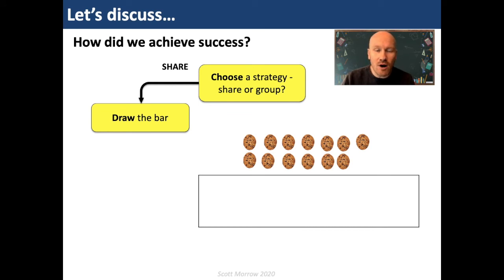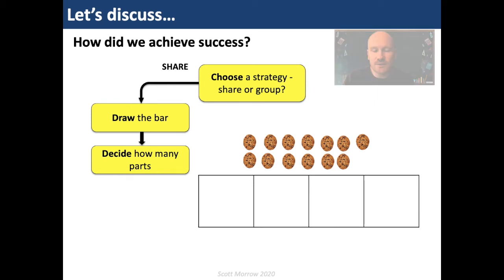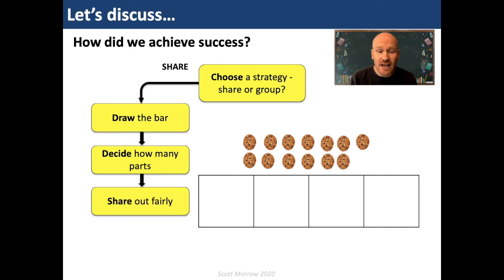Once we've drawn the bar, we can decide how many parts. Now in the case of the cookies, we were sharing them between 4 children, so we're going to split that bar into 4 parts. Once we decided how many parts, the next thing we had to do was share out fairly. And in this case, we shared out 3 cookies each.